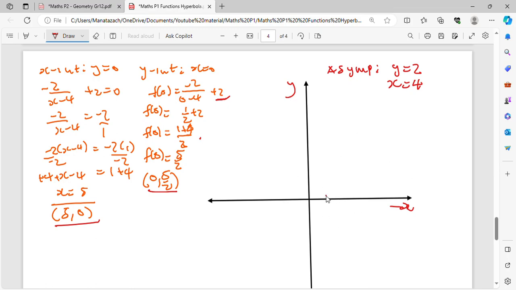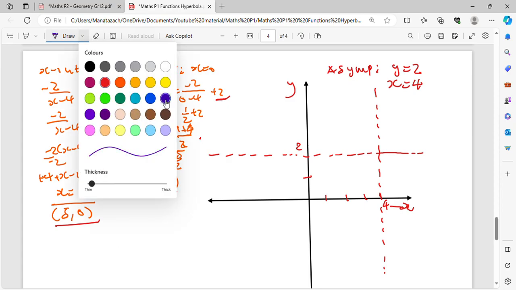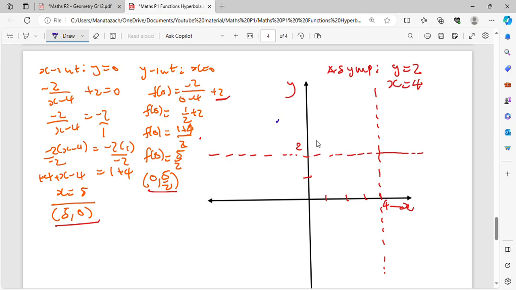1, 2, 3, 4. There are 4 here. We'll mark the x asymptote. Then here you have 1, 2. We'll mark the y asymptotes. Now let's choose a different color. Let's choose purple. Now let's mark the x-intercept. The x-intercept is 5, and then the y-intercept is 5 over 2.